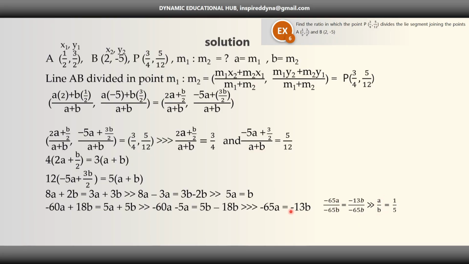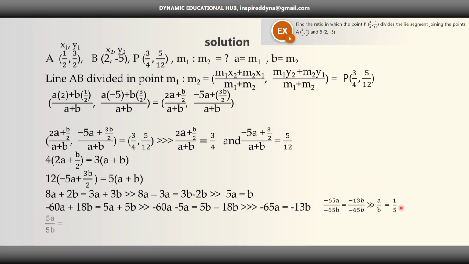You will still divide minus 13B by minus 65B again. So when you divide them, minus 13, we cancel minus 13 here. Minus 13 in 65, you have your 5. B, we cancel B. So you have A over B, which gives you 1 over 5. So I used this expression. You can still go ahead and use the other one, which means that A ratio B is 1 ratio 5.